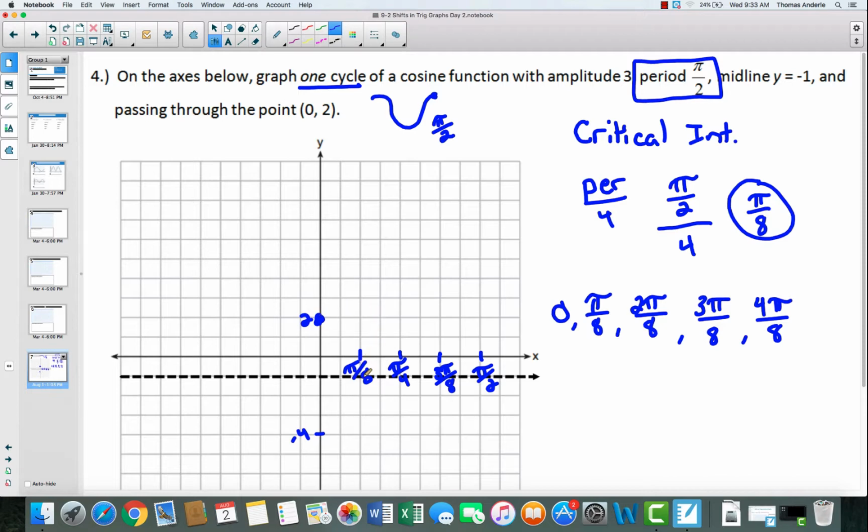Okay. So here's my first point. Then I'm going to go to the midline. Don't forget, go to the midline. Don't go to the x-axis. And I'm going to go to the minimum, midline, and then to the maximum. Do this in a different color. And then we'll just connect. Okay. And that is graphing trig equations with shifts.